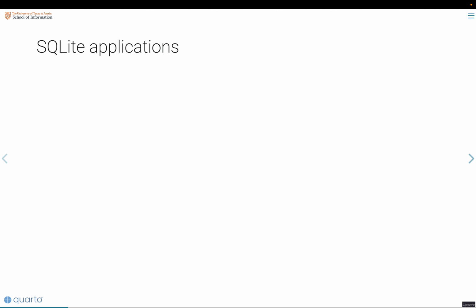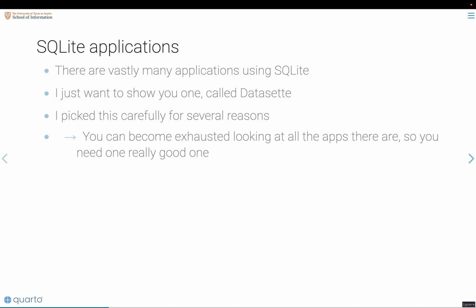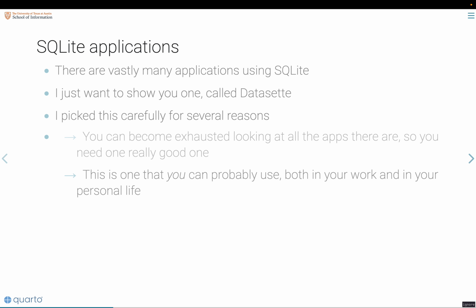and it's particularly a SQLite app. So there are lots of applications that use SQLite. There are over 1 trillion in existence, and I just want to show you one called Dataset. And I picked this one carefully for several reasons. One is you can become exhausted looking at all the apps that there are, so you only need to look at one really good one as an example. And this is one that you can probably use both in your work and your personal life.